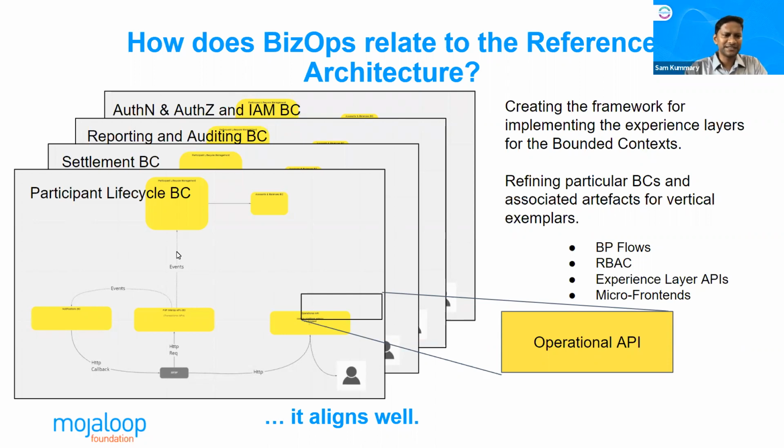So we talked about various bounded contexts in the reference architecture: participant lifecycle, settlement, reporting and auditing, authentication, authorization, and identity and access management. So how do the business operations we talked about so far relate to the reference architecture? This workstream, or this initiative, aims to deliver designs and implementations across a number of bounded contexts, essentially implementing the experience layers for these bounded contexts. This complements the reference architecture in those areas.